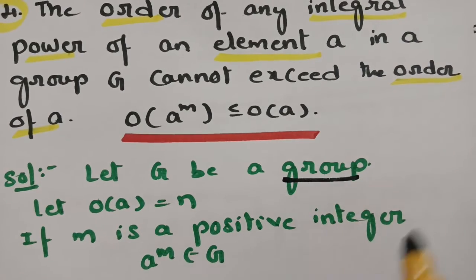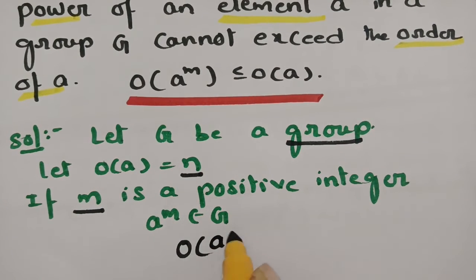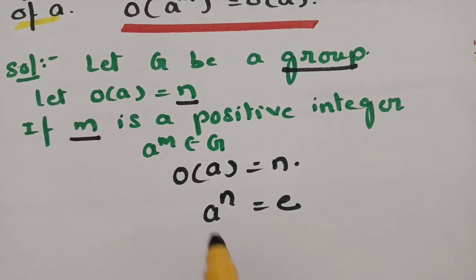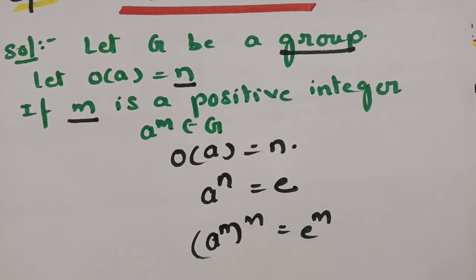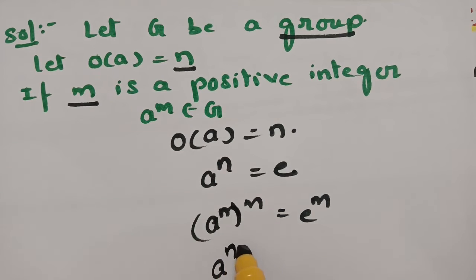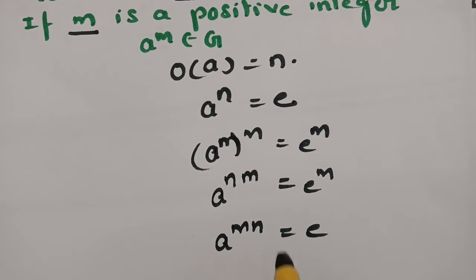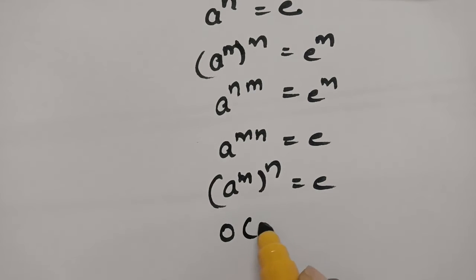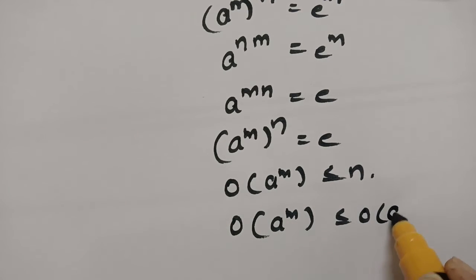See here, G is a group and order of A is given as n. So m is a positive integer, that is A power m belongs to G. Now we have order of A is equal to n, so this can be written as A power n is equal to E. Now I am raising both sides to the positive integer m. So A power n whole power m is equal to E power m, that is A power nm is equal to E, so this can be written as A power m whole power n is equal to E. Which can be written as order of A power m is less than or equal to n, that is order of A.